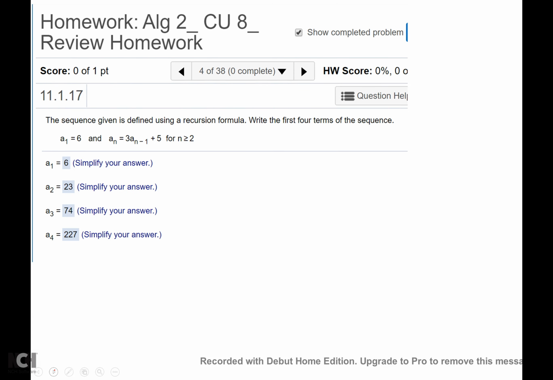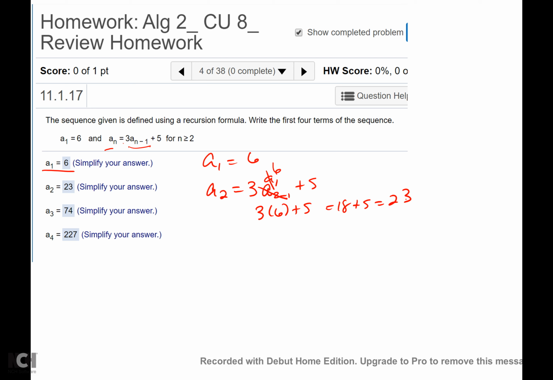Alright, the sequence given is defined using a recursion formula. Write the first 4 terms of the sequence. If a sub 1 equals 6, and to get the next term, you take 3 times the previous term and add 5 to it. So it's telling me that a sub 1 is 6. I don't have to do any math. To get a sub 2, I take 3 times a sub 2 minus 1 plus 5. This is a sub 1, which is 6. So I have 3 times 6 plus 5. That's 18. Plus 5 is 23.